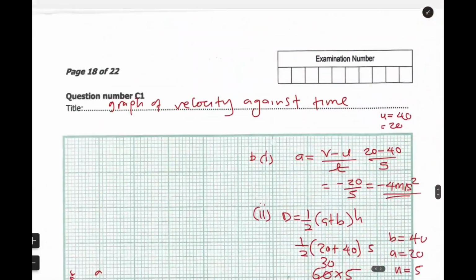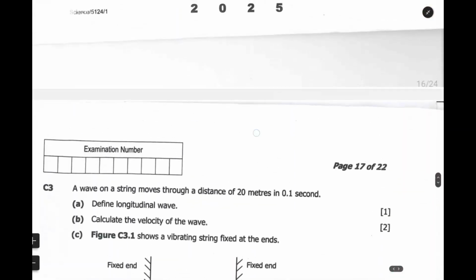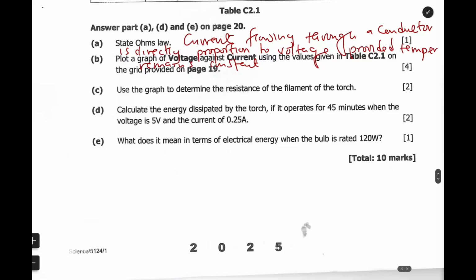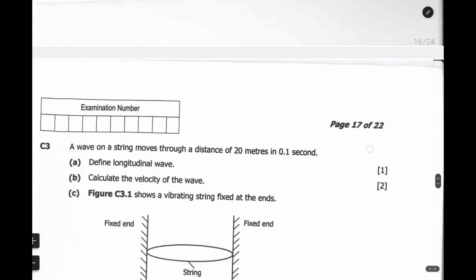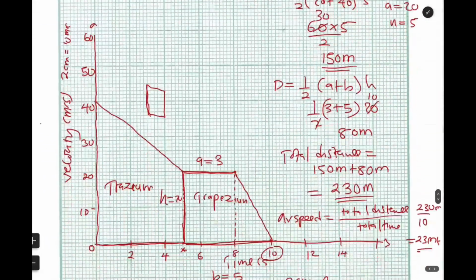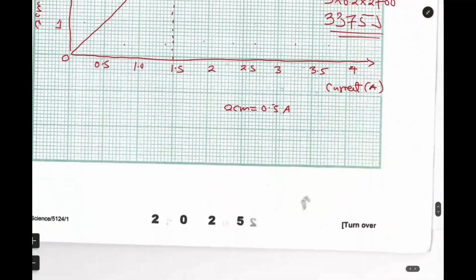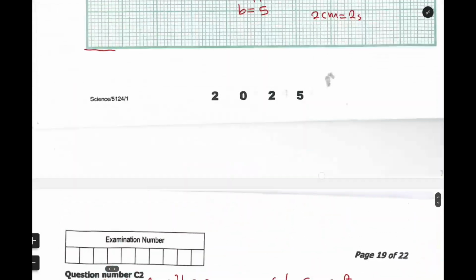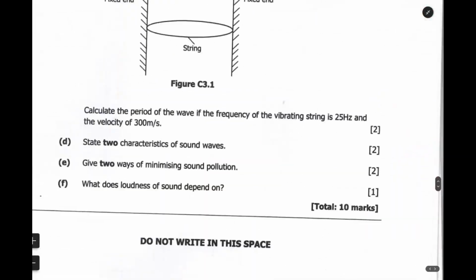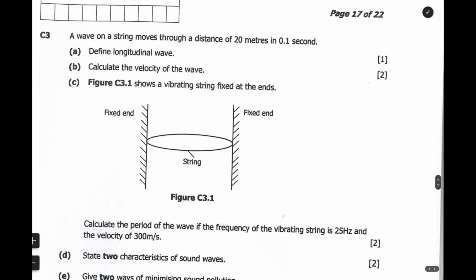Then the other question I think should be the last question here. What does it mean in terms of electrical energy when the bulb is rated 20 watts? This is 1 mark. So this is the question that I leave to you. What does it mean when it is rated 120 watts? So give a feedback on this one. Which means we are going to the last question now here.